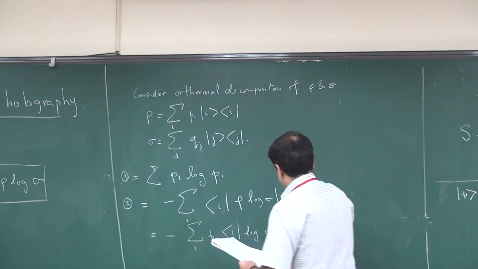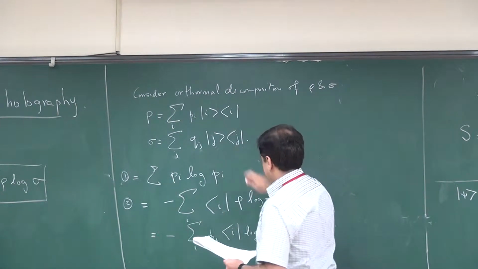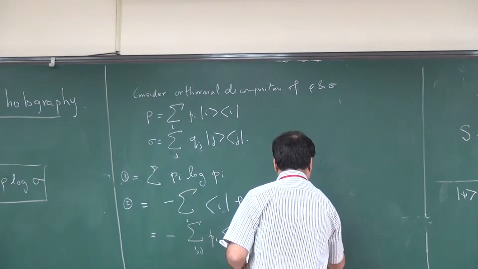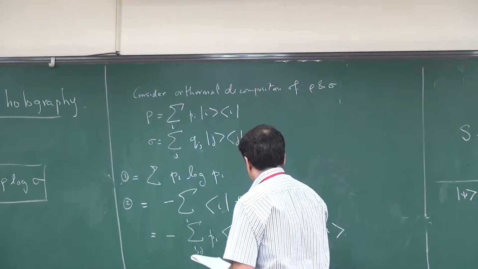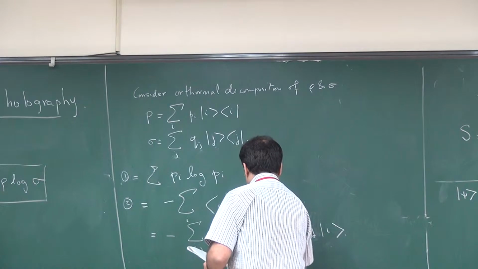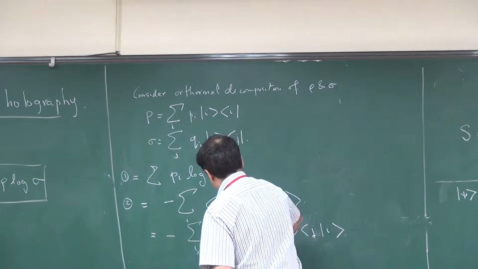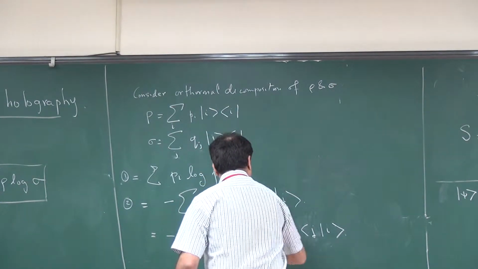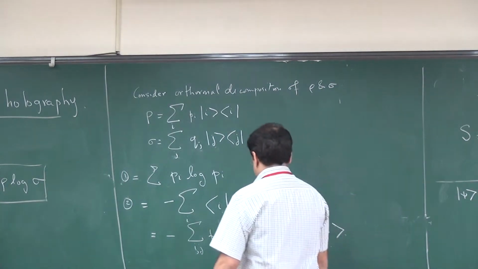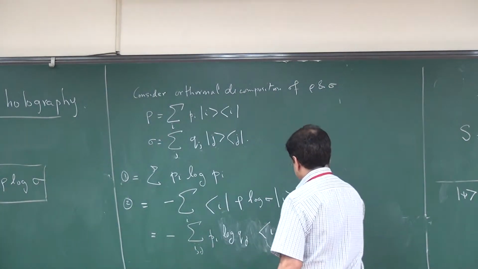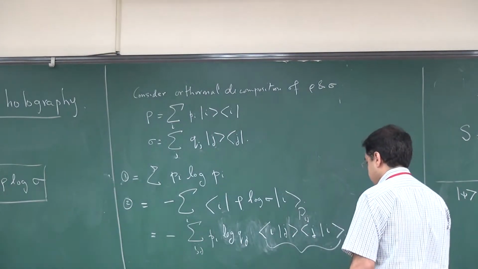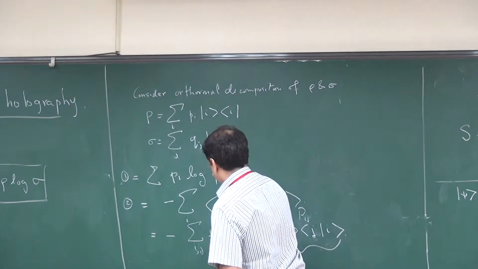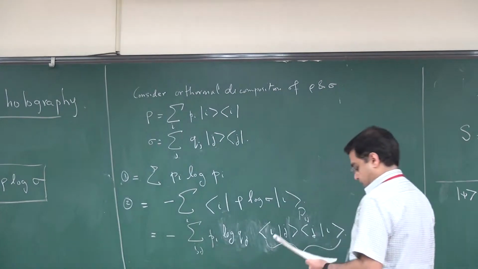Now at this stage I will put in a complete basis given by this j. So I will need to sum over j. When log sigma acts on |j>, this is going to become log of q_j. And this is just a number, so I pull it out. So that's what it is. And this quantity I'll define as P_ij. So this becomes minus summation P_ij, little p_i log little q_j.